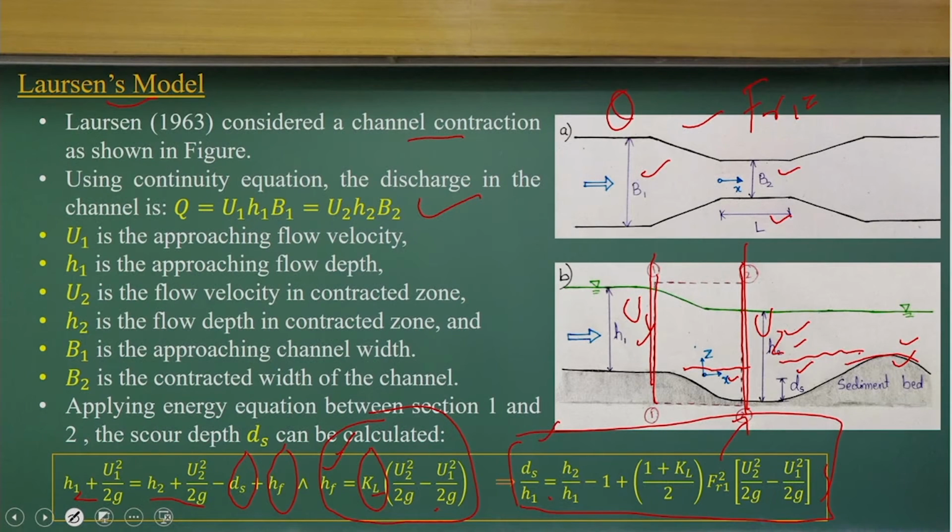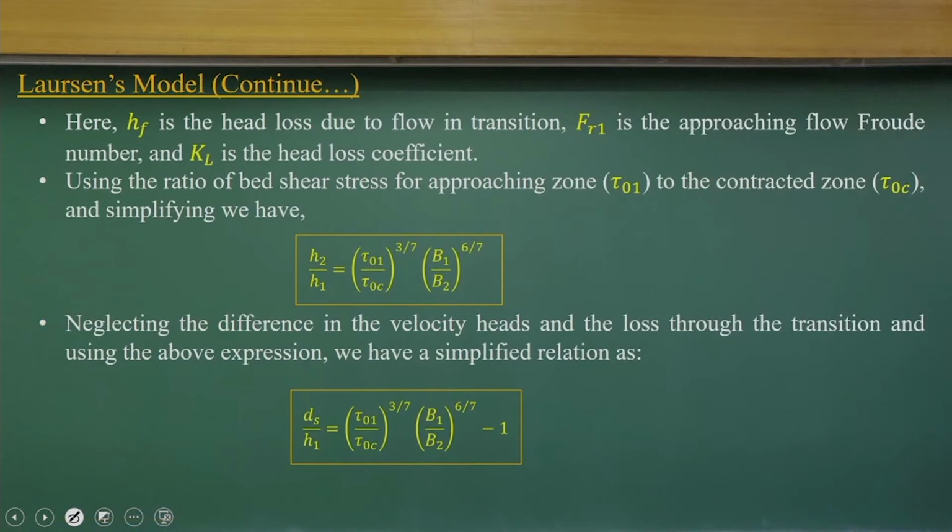When you look at the scour hole formation, HF is the head loss due to the flow transition, FR1 is the approaching flow Froude number, and KL stands for the head loss coefficient. Mostly we try to look at the ratio between H2 and H1, which is not known to us. I am not giving more detailed derivations here, but I can compute it.